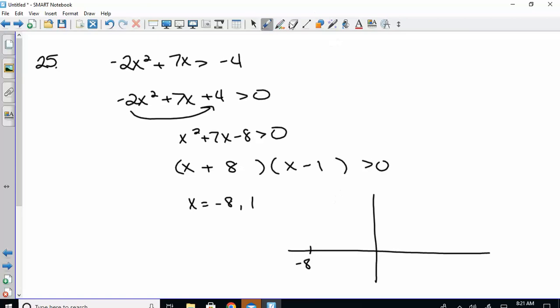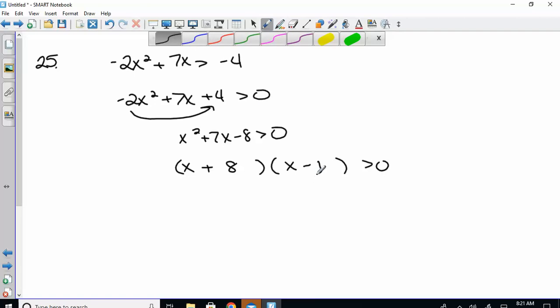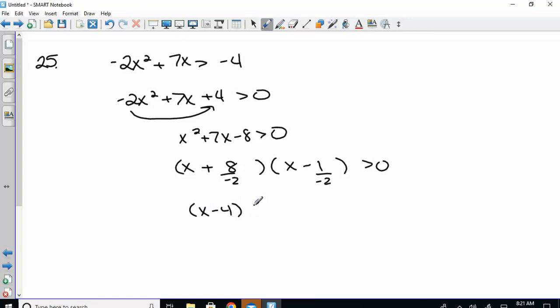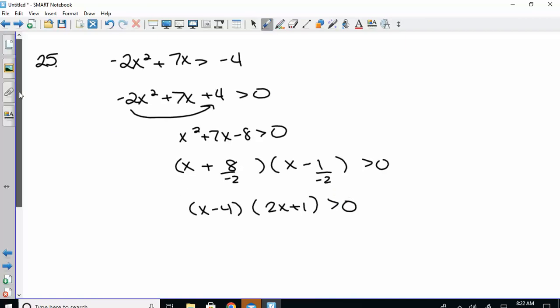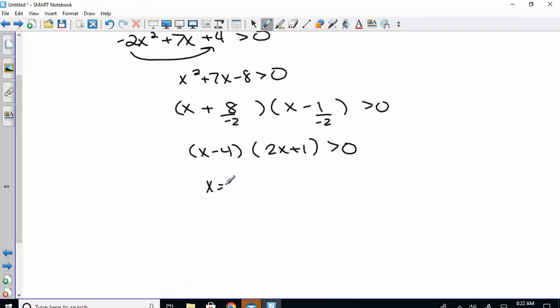So our graph, we... oh, yes, I need to divide above it. Got ahead of myself there. We started out multiplying by -2, so divide by that. So we get x minus 4, and this would be a 2x plus 1. Positive because the -1 divided by -2. So set those equal to 0, and we get 4 and -1/2.